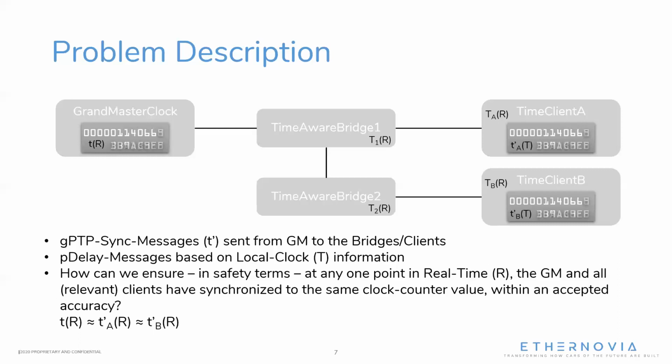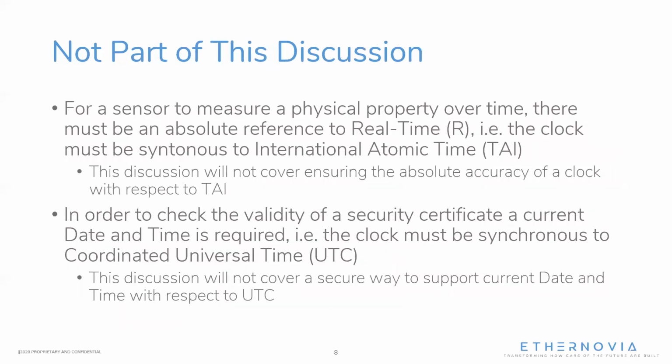So the problem that we're trying to solve is we want to make sure that the grandmaster and specifically the time clients on the right actually all have the same synchronized time at some point of real time that we define. We want to make sure these are all showing the same synchronized time as we proceed and as the system runs.